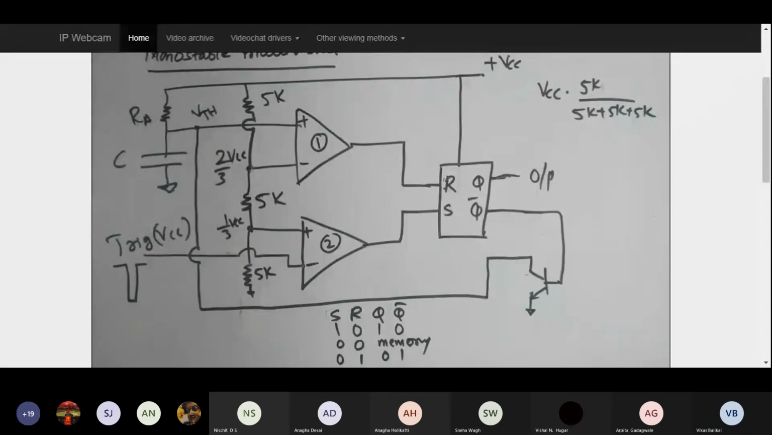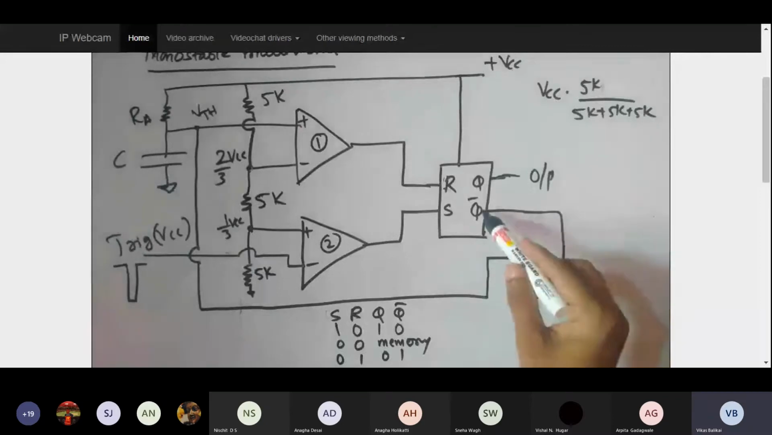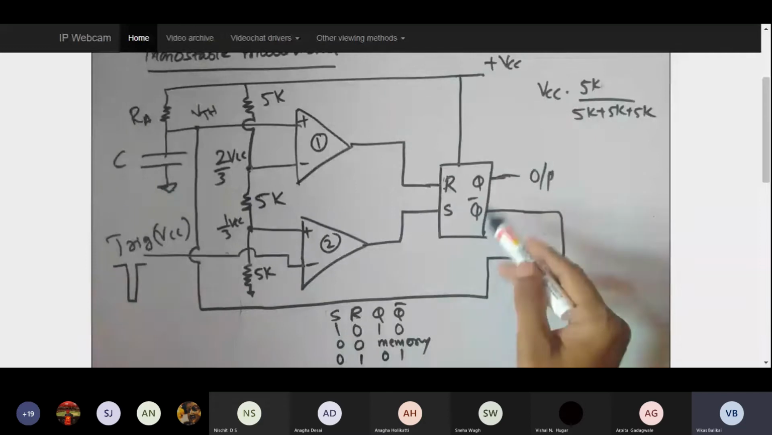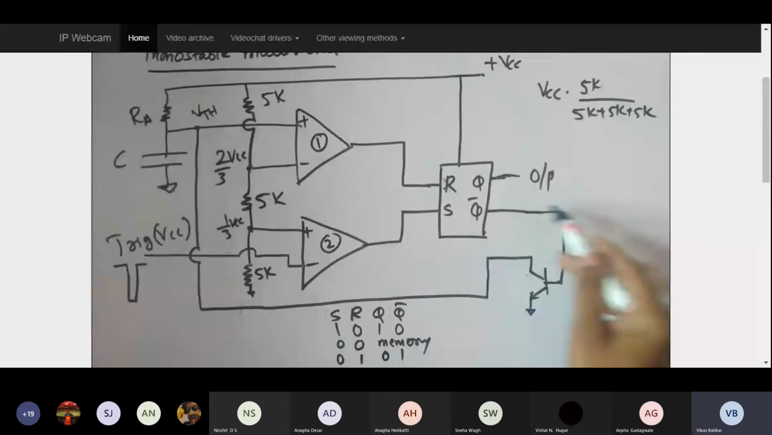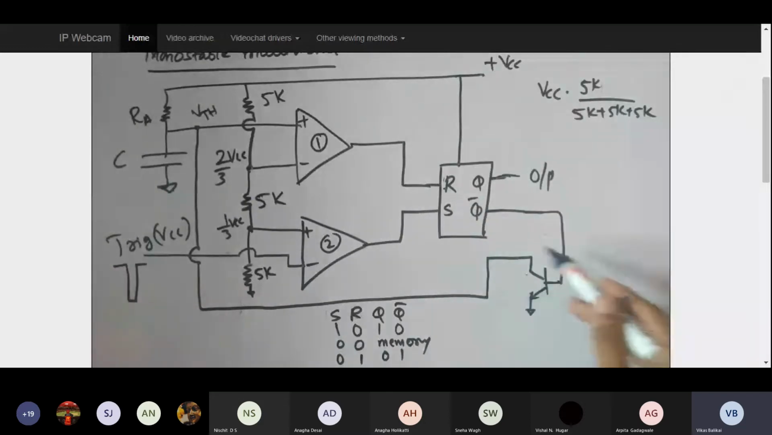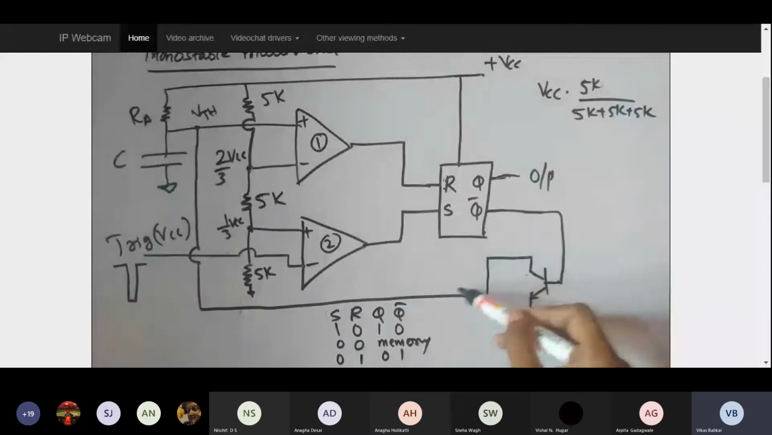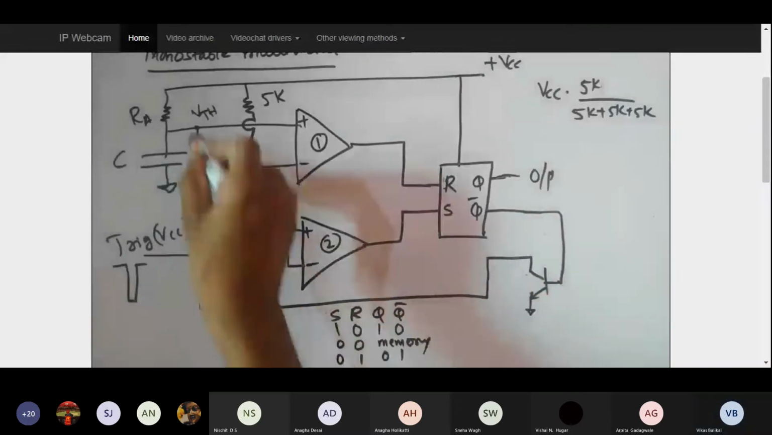not a valid state. And I have this transistor wherein I'm connecting the output of the SR flip flop, that is the Q bar output, to the base of the transistor. So what is the usage of this transistor? Look where it is connected. This is connected right down to the capacitor.